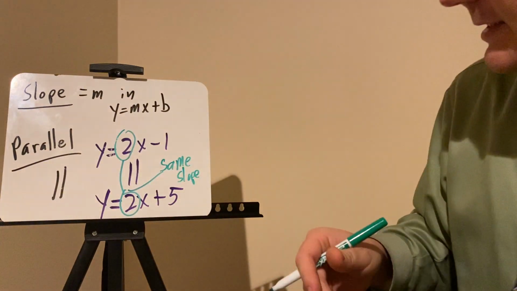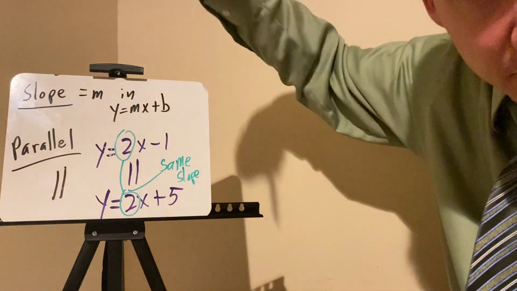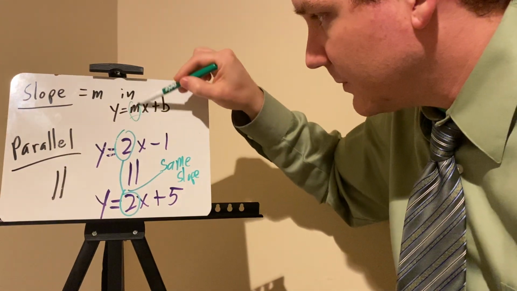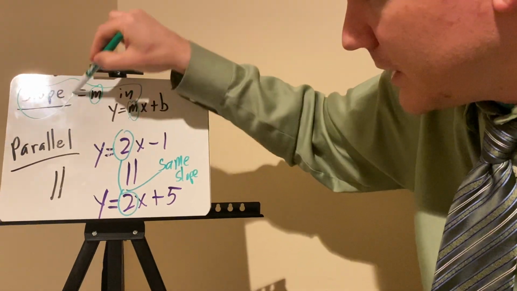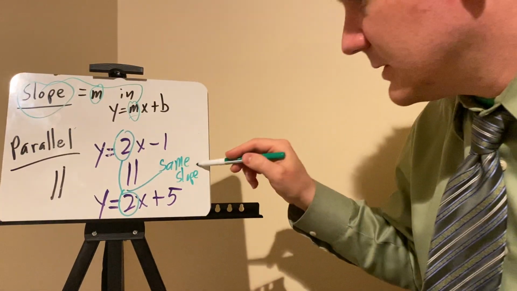All right, next, slope is going to be the m piece. It's about your steepness. Just a quick review of that. You have y equals mx plus b, so m is your slope. Parallel lines: you can tell two lines are parallel if their slope is the same.